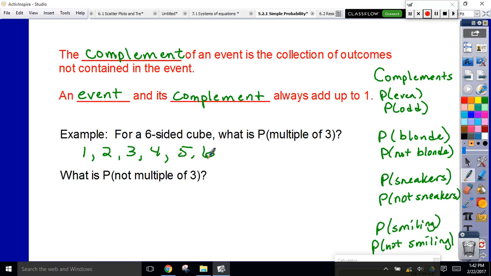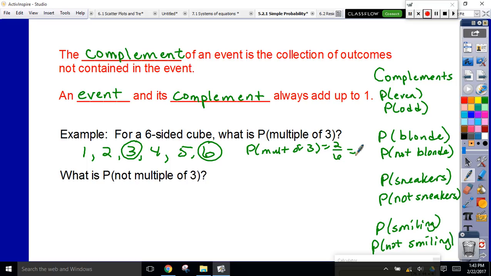Billy? 3 and 6. Okay, so 3 is a multiple of 3, you guessed right. 6 is too. So what's the probability that we're going to get a multiple of 3? 2 out of 6. Good. So the probability that we're going to get a multiple of 3 is 2 out of 6.